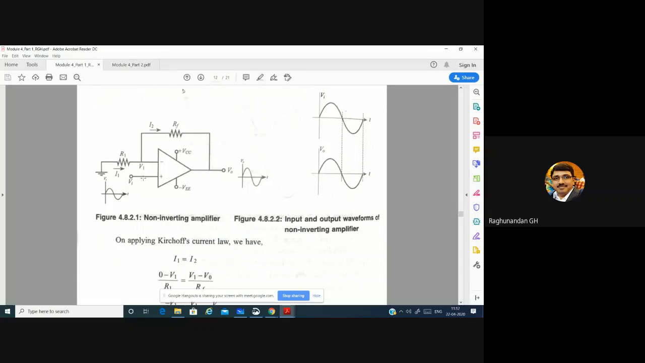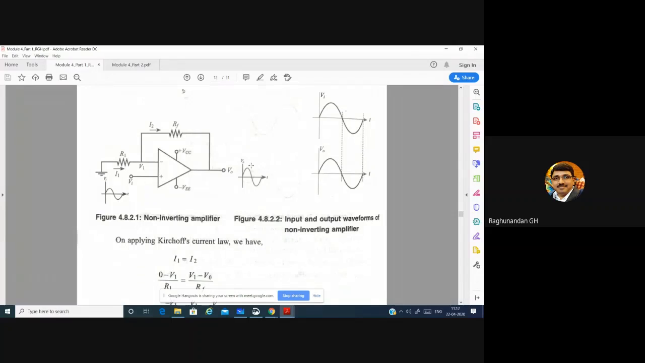Even though we are giving input to the non-inverting terminal, while applying the Kirchhoff current law, we have to apply it to the inverting circuit only. Why? Because we have the feedback circuit connected to the negative terminal of the op amp, the inverting terminal. So that's why we have to apply the Kirchhoff current law to this inverting terminal. We should not apply it to the non-inverting terminal.